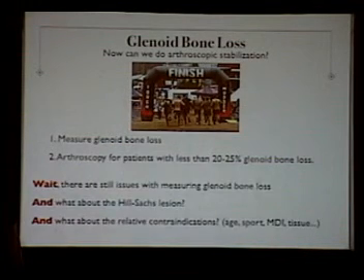But we still have to consider all of the other issues. Even measuring bone loss is not as straightforward as you would think. We also have to consider the Hill-Sachs lesion, and we also still have to go back and think about those relative contraindications. How do those figure into the surgical decision?